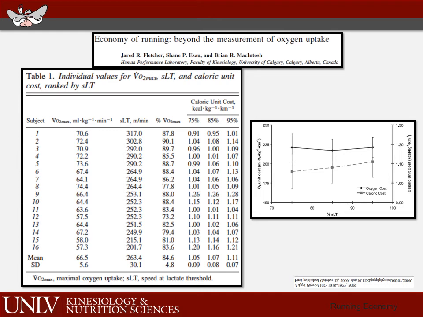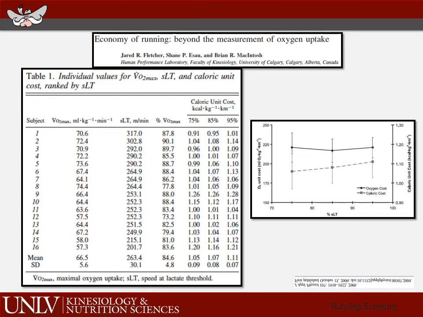So then if we look at the cost at the very end, we're going to focus on the middle column. We'll focus on the 85%, just because I want to illustrate with one. What that means is they conducted a 5-minute submaximal test at 85% of that speed at lactate threshold. So they multiplied 317 by 0.85, and it's about a 269 meters per minute speed for subject 1. For subject 3, it's about 248 meters per minute. So there's a difference of 20 meters per minute.